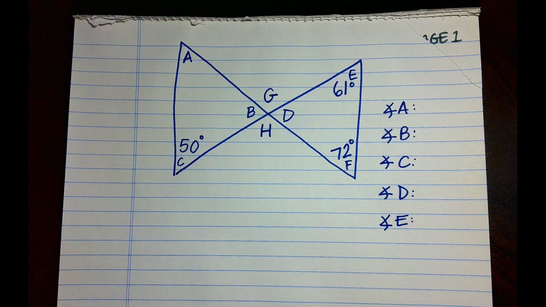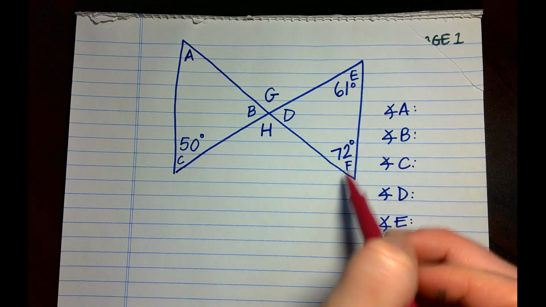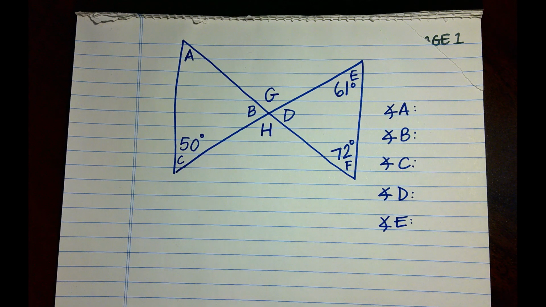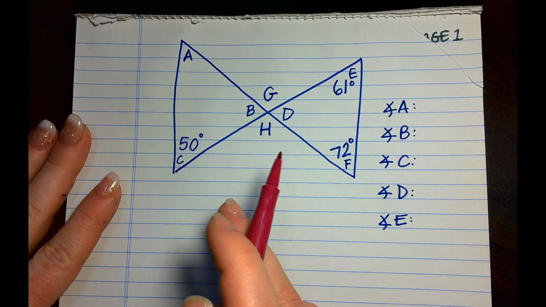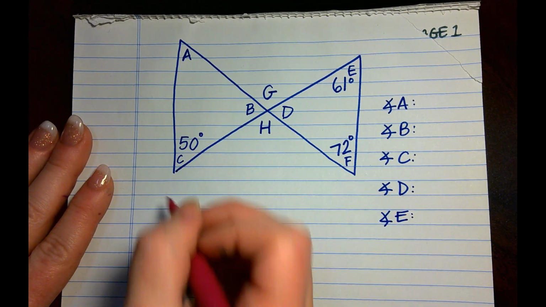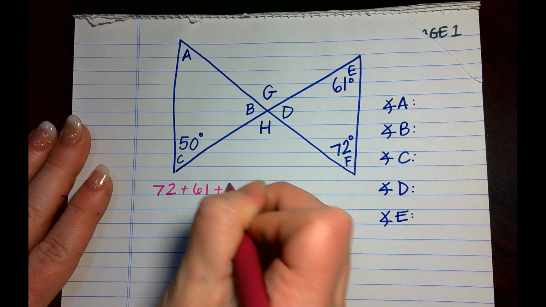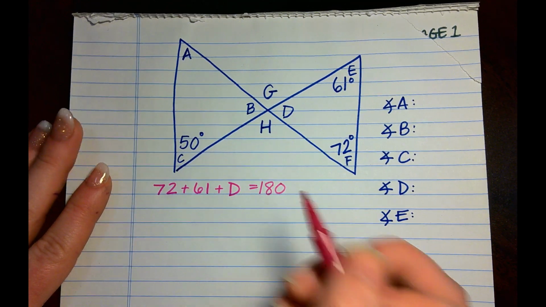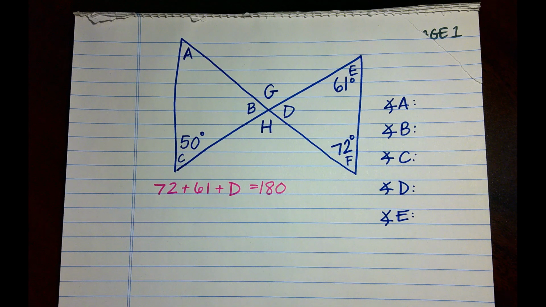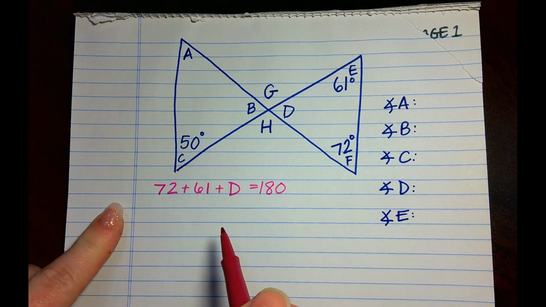Maybe start with D. Yeah, let's start with D. So I already have E and F, right? So, Michael, how would we solve for D here? 72 plus 61 plus D equals 180. Yes, because those are three interior angles of a triangle. They add up to 180. So, what would I do from here?